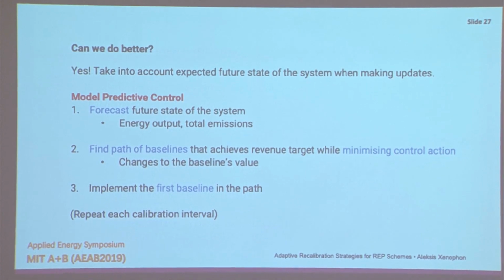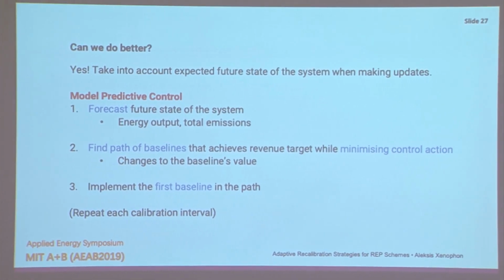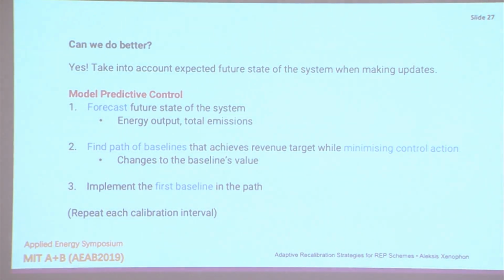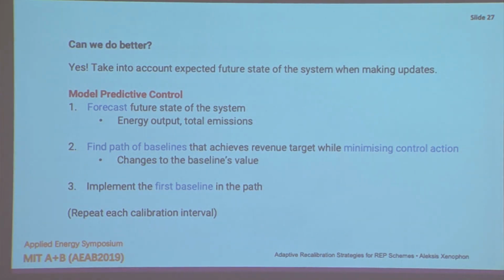Instead of just looking 1 calibration interval into the future, what if we look several calibration intervals into the future? This is where model predictive control can come in really handy, in the sense that we can forecast the future state of the system several intervals into the future, and then find the path of baselines that will achieve our revenue target while minimizing changes to the baseline's value, because we like to keep these parameters as steady and predictable as possible. Then the final step is we implement the first baseline in this path, and we repeat this every calibration interval.